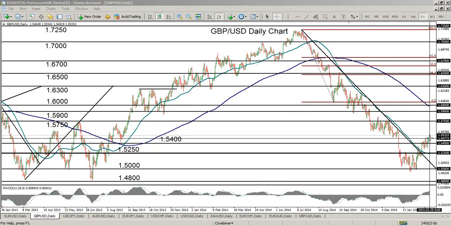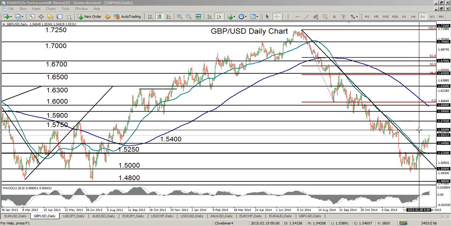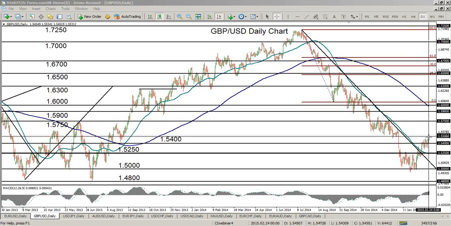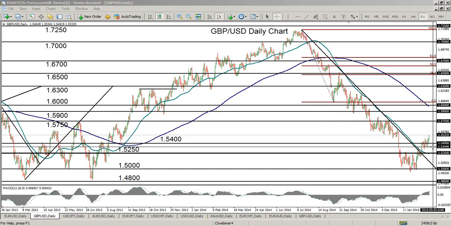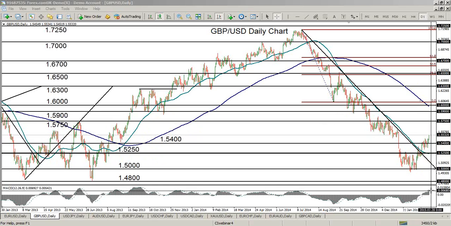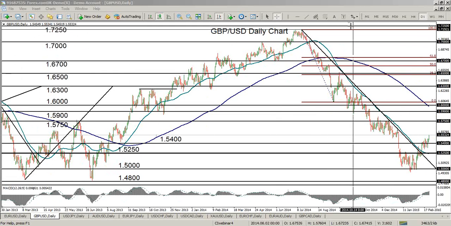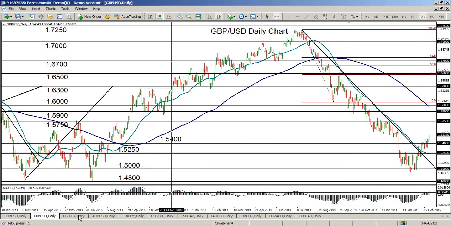Okay, so we see this up move on pound dollar. Once again, I have very strong resistance up here at 157.50, but I am looking for a retreat on this move to the upside and a further move back down towards the 150 level on pound dollar, and possibly to continue this downtrend on this currency pair.